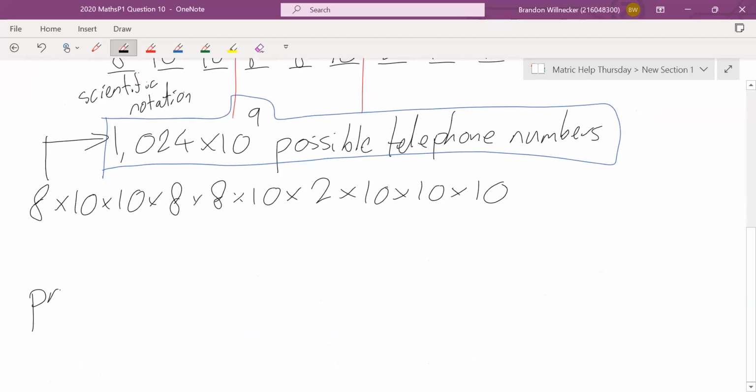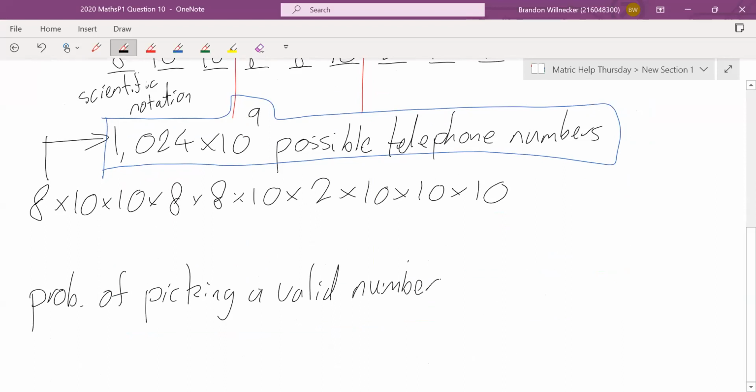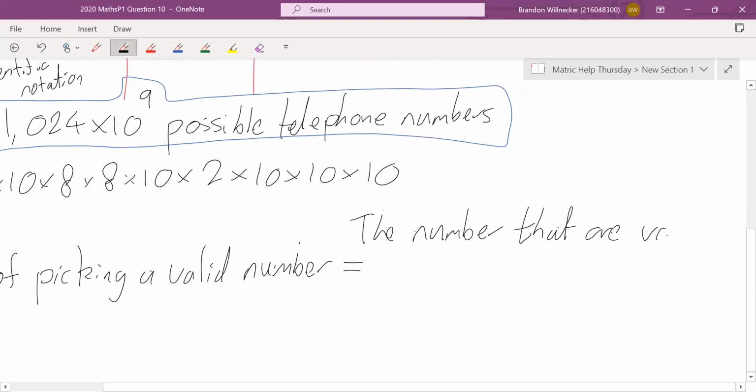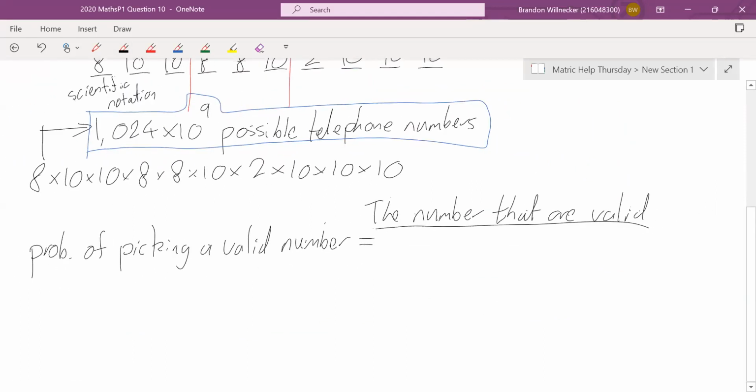So the probability, let's write this out in full, of picking a valid number is equal to the number of valid ones, so the number that are valid. So this is the smaller set, right? It's the one with all the restrictions, that's the smaller one, divided by all possible numbers.